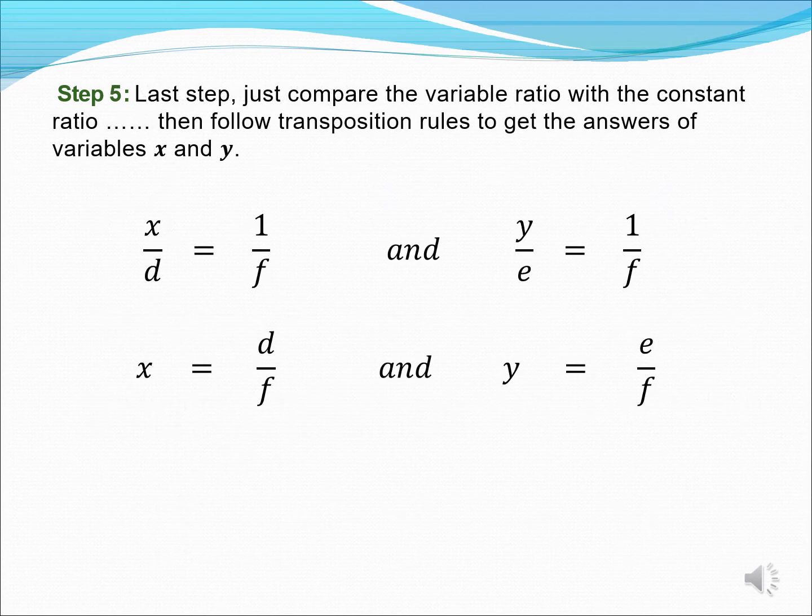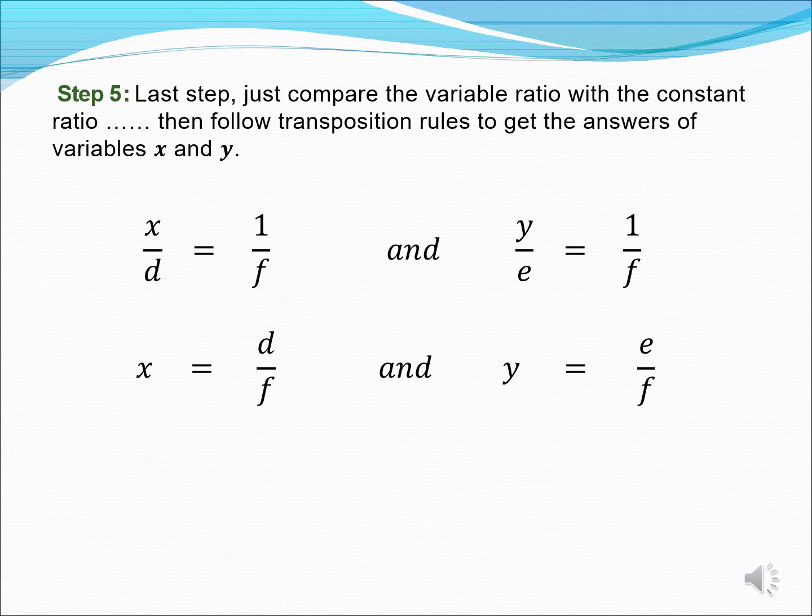Now then, last step, after the completion of the fourth step, we need to compare the variable ratios with the constant ratio. Two variable ratios are there, x upon d and y upon e. We need to compare them with the constant ratio 1 upon f. So we are comparing x upon d equals 1 upon f, and also y upon e equals 1 upon f here. So by using just transposition rules, we can get the values of x and y.